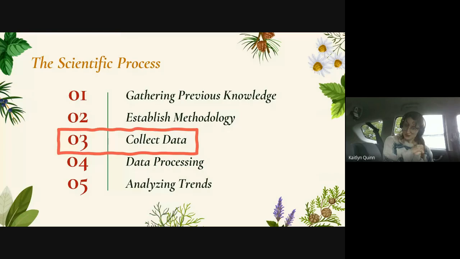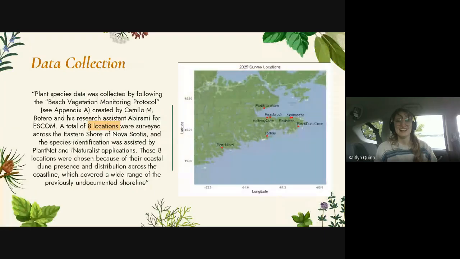So now that we've established the methodology, now is the hard part, which is collecting the data, which I did not do. So I will summarize what I was told happened. Plant species data was collected following the beach vegetation monitoring protocol created by Camilo and his research assistant Aberami for ESCOM, you guys. A total of 8 locations were surveyed across the eastern shore of Nova Scotia, and the species identification was assisted by PlantNet and iNaturalist applications, which are always helpful to have in the field. These 8 locations were chosen because of their coastal dune presence and distribution across the coastline, which covered a wide range of previously undocumented shoreline.